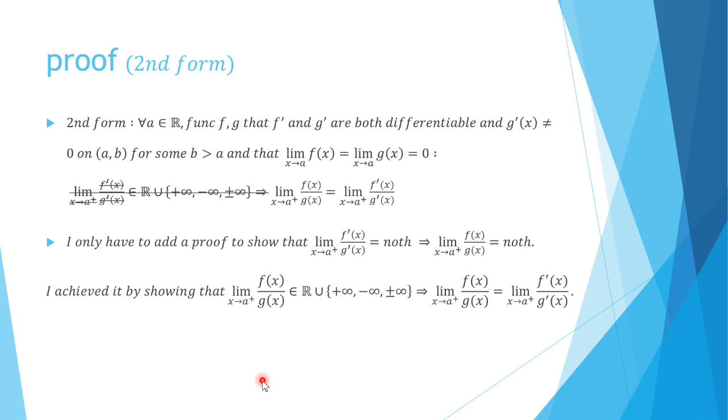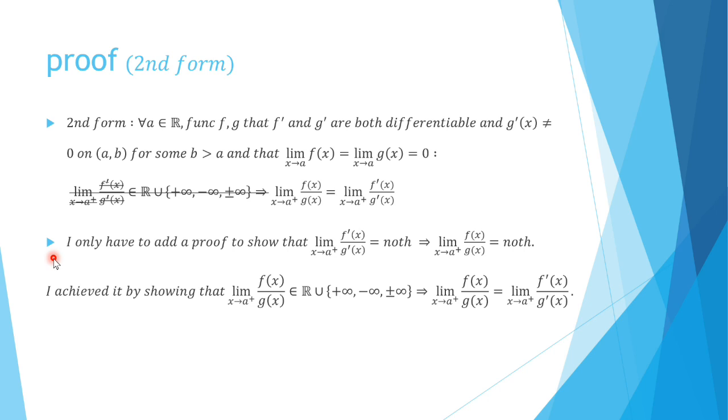Here is the second form of L'Hopital's rule. The difference is that the condition requires functions f and g be continuously differentiable. Then it allows a more beautiful result, that the two limits are equivalent to each other. If the right-hand side is nothing, then the left-hand side is nothing. If the left-hand side is both-sided infinity, the right-hand side is also a both-sided infinity.